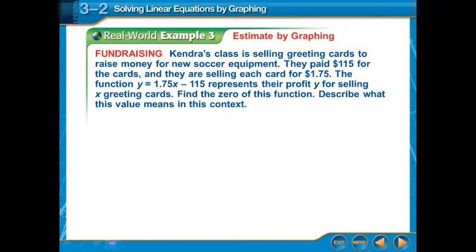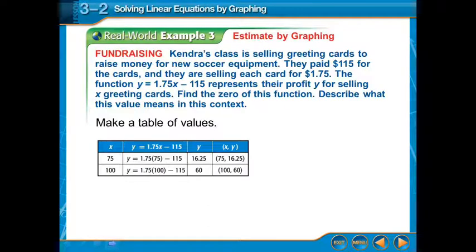Alright, Kendra's class is selling greeting cards to raise money for new soccer equipment. They paid $115 for the cards. They are selling each card for $1.75. The function y equals 1.75x minus 115 represents their profit y for selling x number of greeting cards. Find the 0 of this function. When it says find the 0 of the function, we're looking for the x-intercept. Describe what this value means in context.